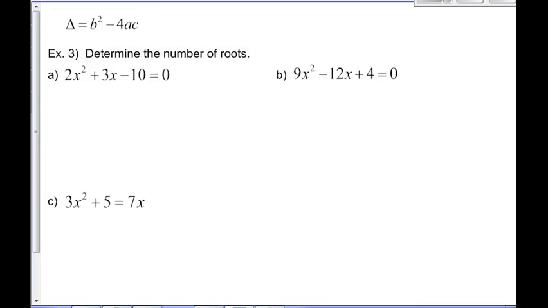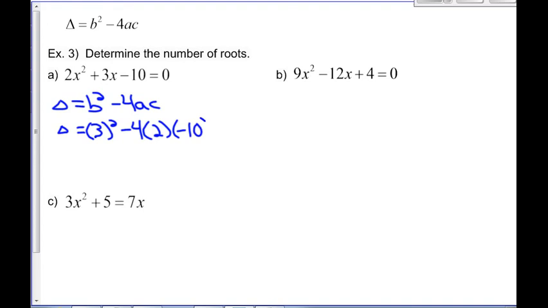Okay, let's put that to use, because you might want to find out whether there's actually an answer to an equation before you go and spend a lot of time solving it. So determine the number of roots. That's just looking at the discriminant. So in this case, the discriminant would be b squared, so that's 3 squared, minus 4 times a times c. Doesn't really matter what the value of this is, just what its sign is. So that's going to give us discriminant of 89. It's positive, therefore 2 distinct solutions, or 2 different solutions.